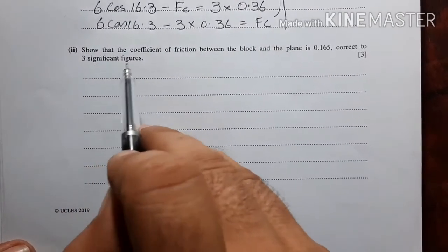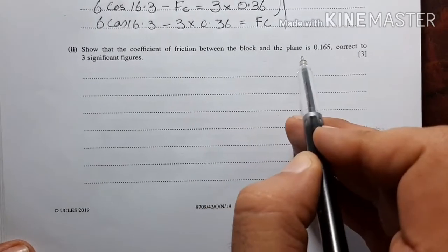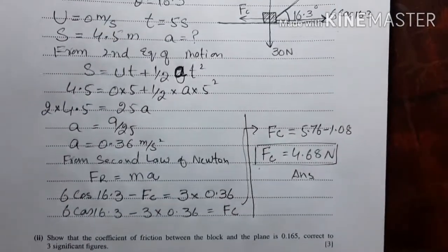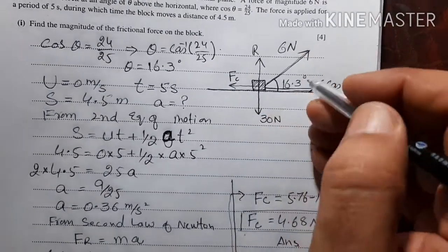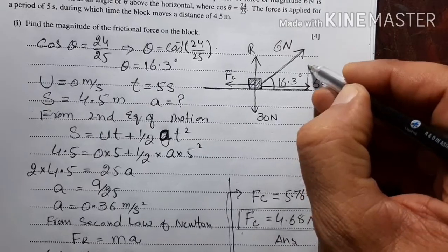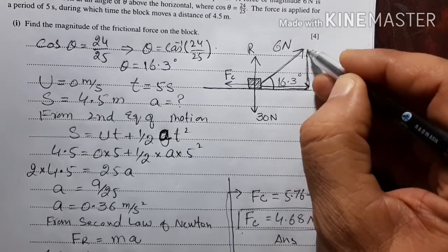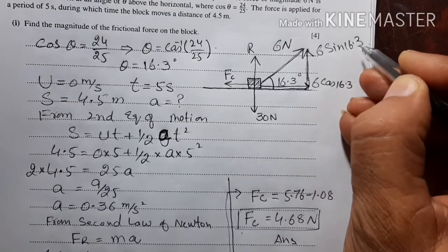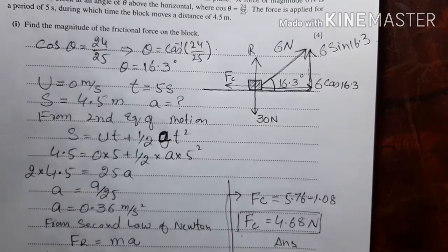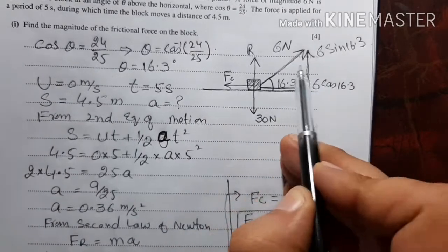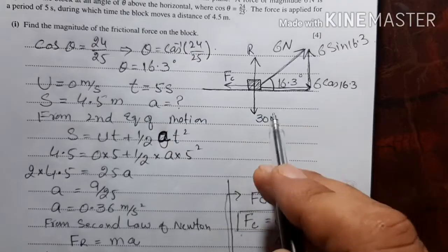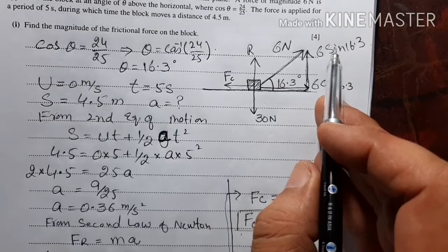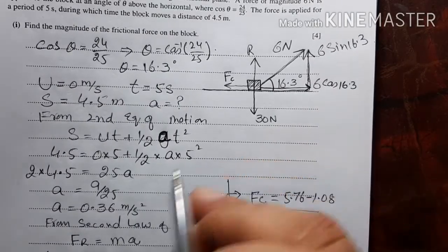For part two, show that the coefficient of friction between the block and the plane is 0.165, correct to 3 significant figures. For this we need to understand there is a vertical component of this driving force as well, which is 6 sine 16.3. So don't forget this one. There are two forces acting vertically upward and one force downward, so R plus 6 sine 16.3 is equal to 30 newtons.